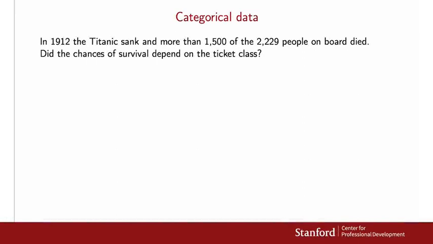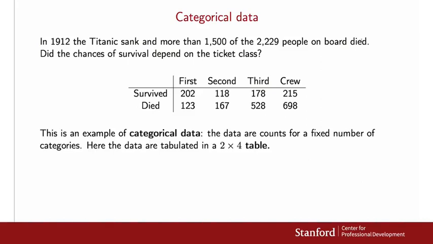To see what categorical data are, let's look at this big tragedy from 1912 when the Titanic sank and more than 1,500 of the 2,229 people on board died. The question we can have is whether the chance of survival depended on the ticket class. It turns out very detailed data are available about the Titanic disaster. Here is a table that shows the number of survivors and people who died for each ticket class, as well as for the crew. This is a typical example of categorical data.